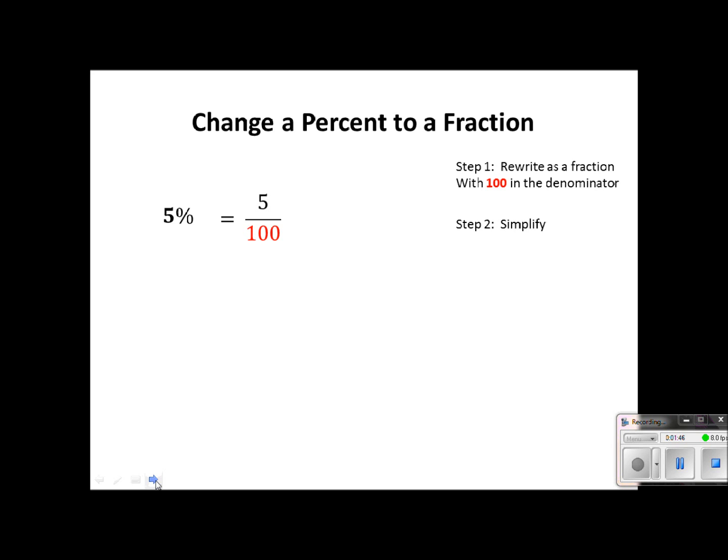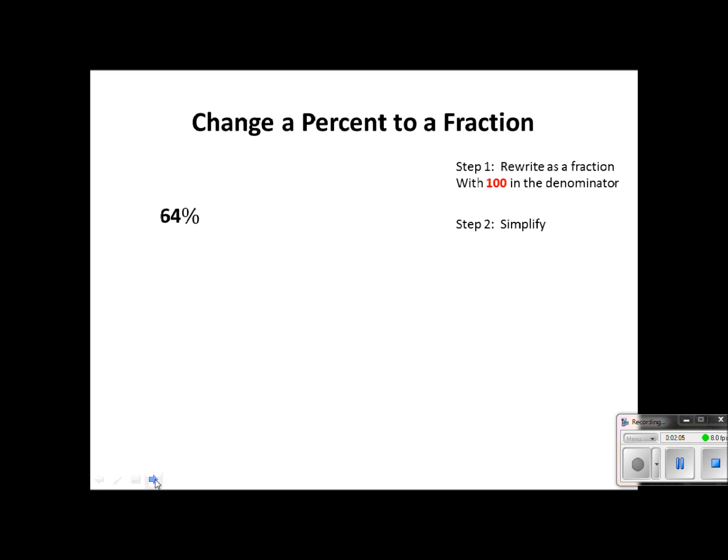The greatest common factor is 5. So let's divide the top and bottom by 5. And that would give us 1 over 20. Let's do another one.